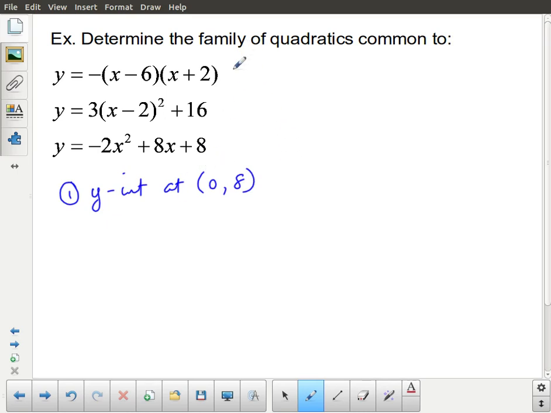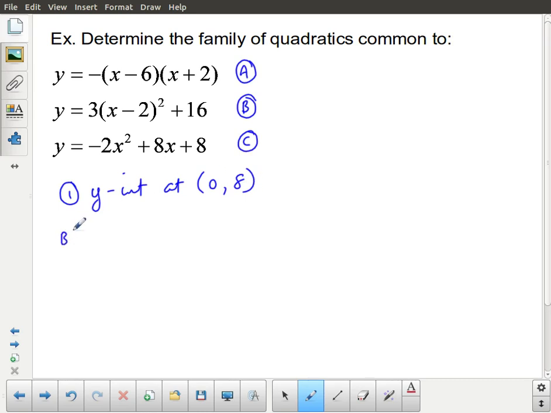Actually, maybe instead of numbering these, I'll label them with letters. I think that might be clearer in this case. So relation A, relation B, relation C. The y-intercept of relation C is at (0, 8).